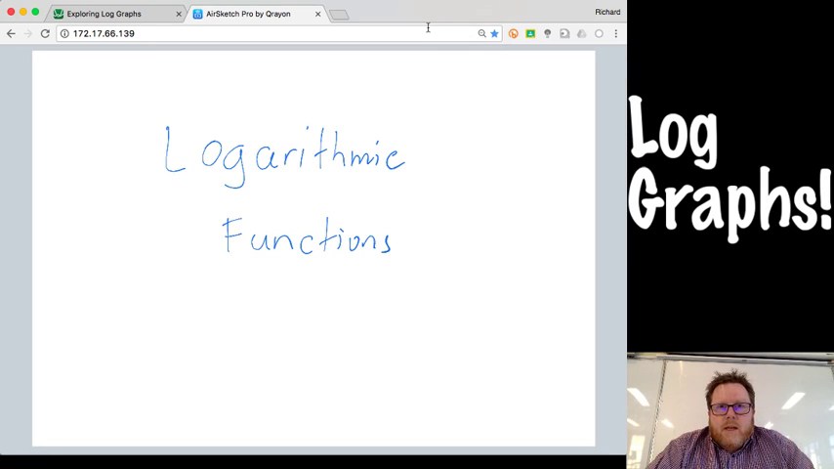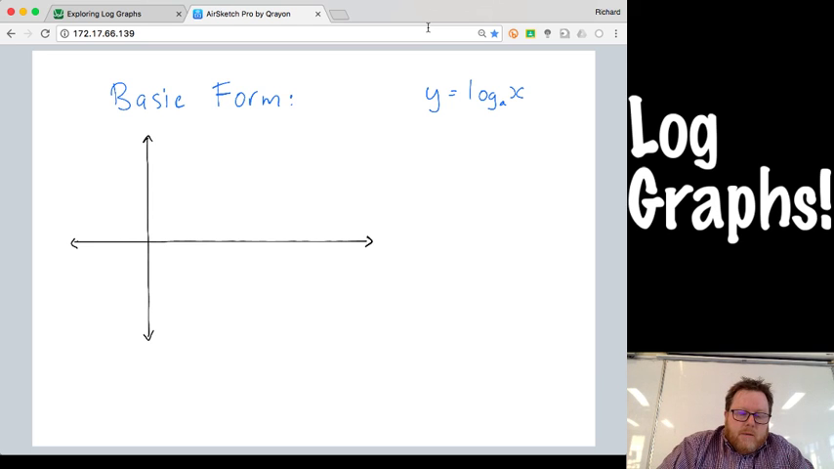Hi everyone, over the next few videos we're going to be looking at logarithmic functions. In this video we'll look at a basic logarithmic function, then we'll look at some transformations, then I'll give you an example. So what is a logarithmic function? Well, you won't be too surprised to find out that it's just basically y equals log base a of x.